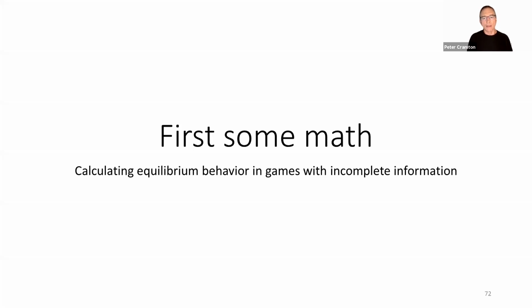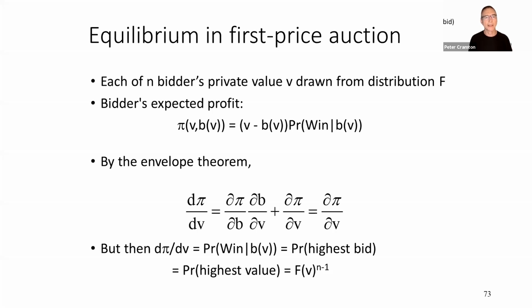So now we're going to jump into some math, and hopefully everybody's comfortable with calculus and the like. That's what we're going to need when we do games with incomplete information, because we're having to take a lot of expectations and sort of integrate over the value distributions of others and that sort of thing. So that's going to involve differential calculus. And so let's just jump right into it.